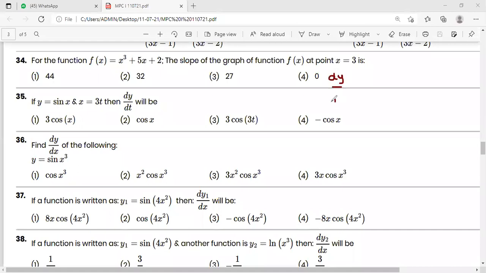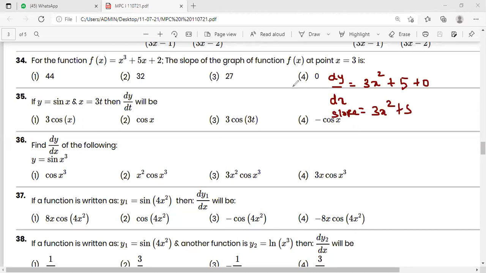Then dy by dx will be, the derivative will be how much? The derivative of x cube will be 3x square. The derivative of 5x will be 5 only. Plus the derivative of the constant will be 0. So finally the derivative will be 3x square plus 5. And they're asking here, this is nothing but the slope only.